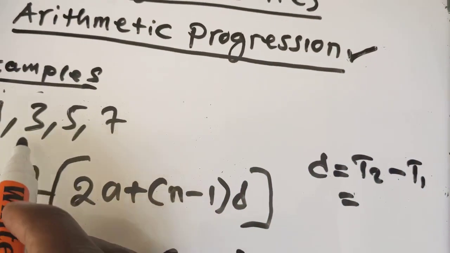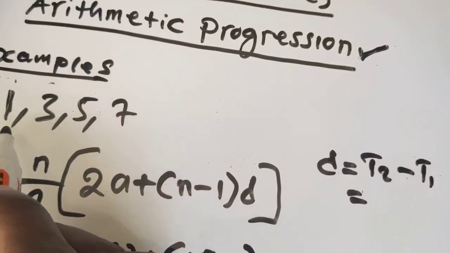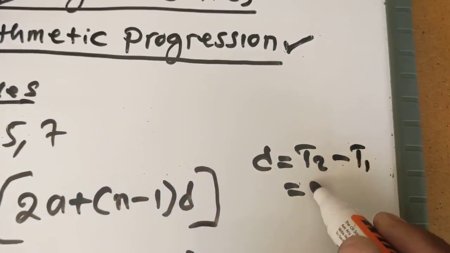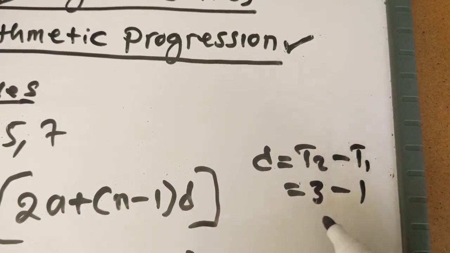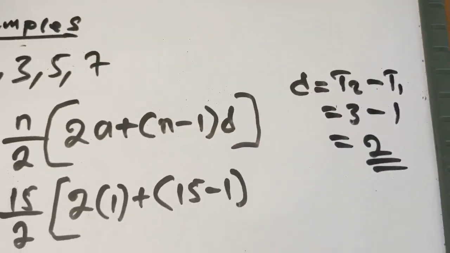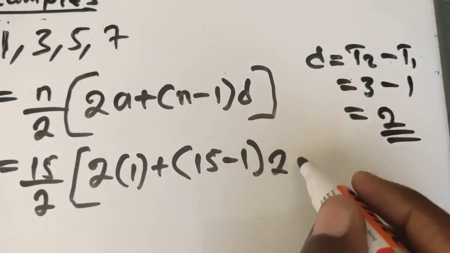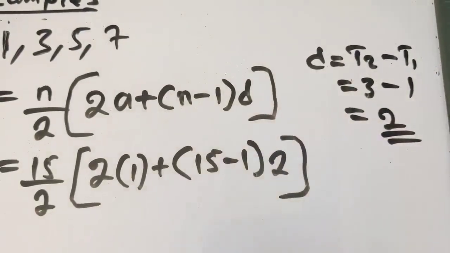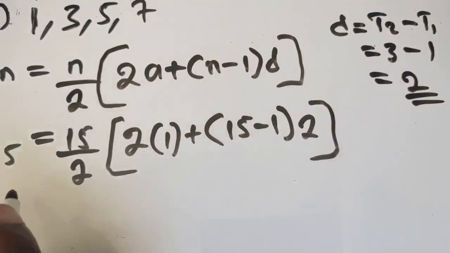Term 2 is 3, term 1 is 1. So you find the common difference is 2. Then you put 2 that way. Have you seen that it is required?